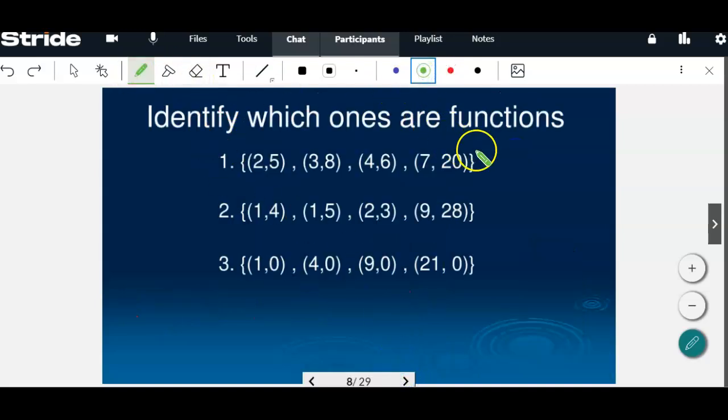Identify which ones are functions. So 2, 3, 4, 7, that one is a function. They are all different x values. 1, 1, not a function. 1, 4, 9, 21, all different. It is a function.